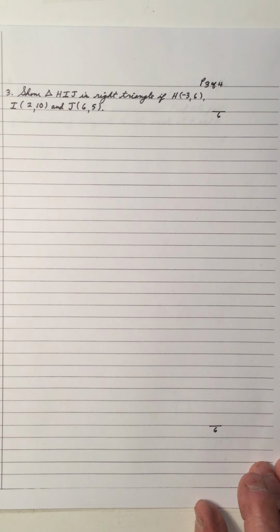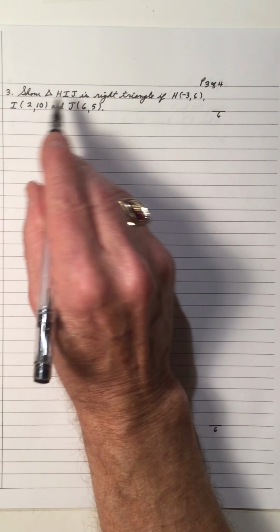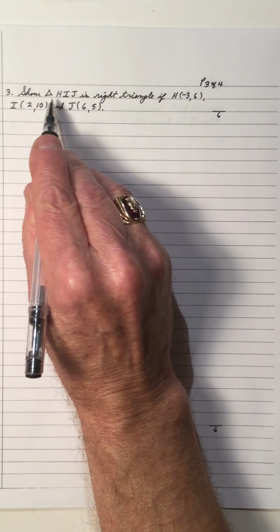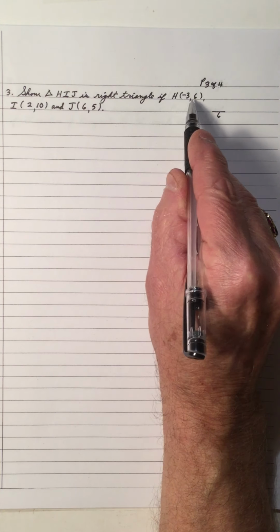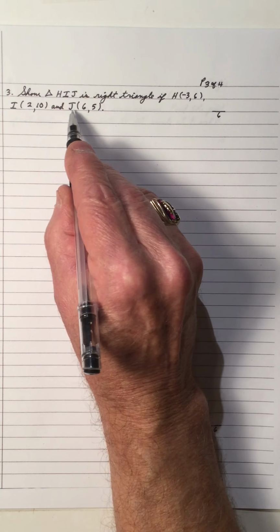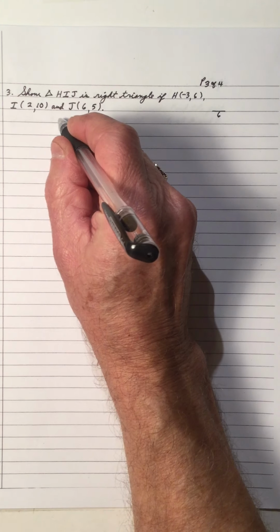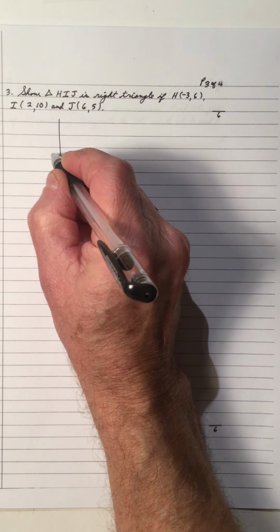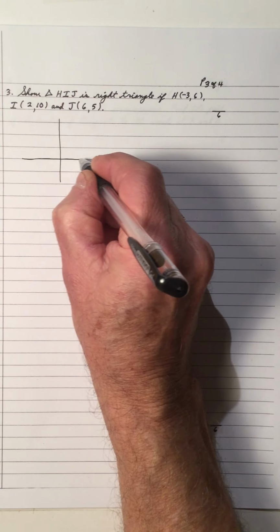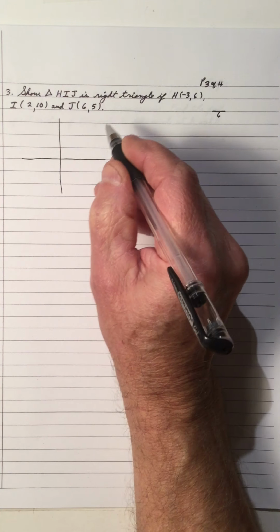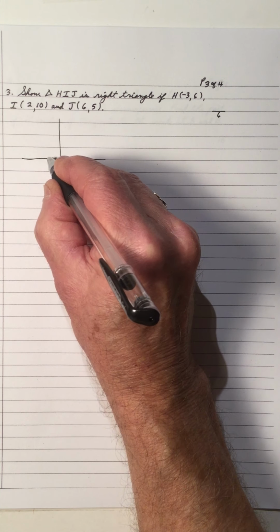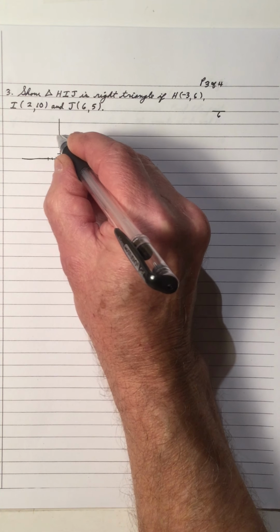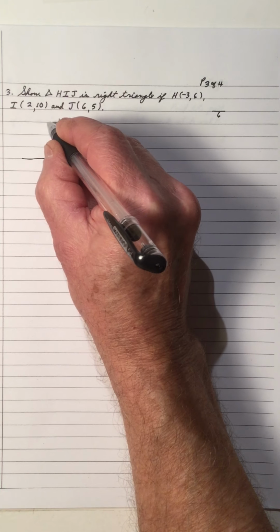And we have another one to do. Again, don't forget to pause the video. Show that the triangle HIJ is a right triangle if H is (-3, 6), I is (2, 10), J is (6, 5). And again, like before, let's draw a diagram. And it says that H is (-3, 6). 1, 2, 3. 1, 2, 3, 4, 5, 6.